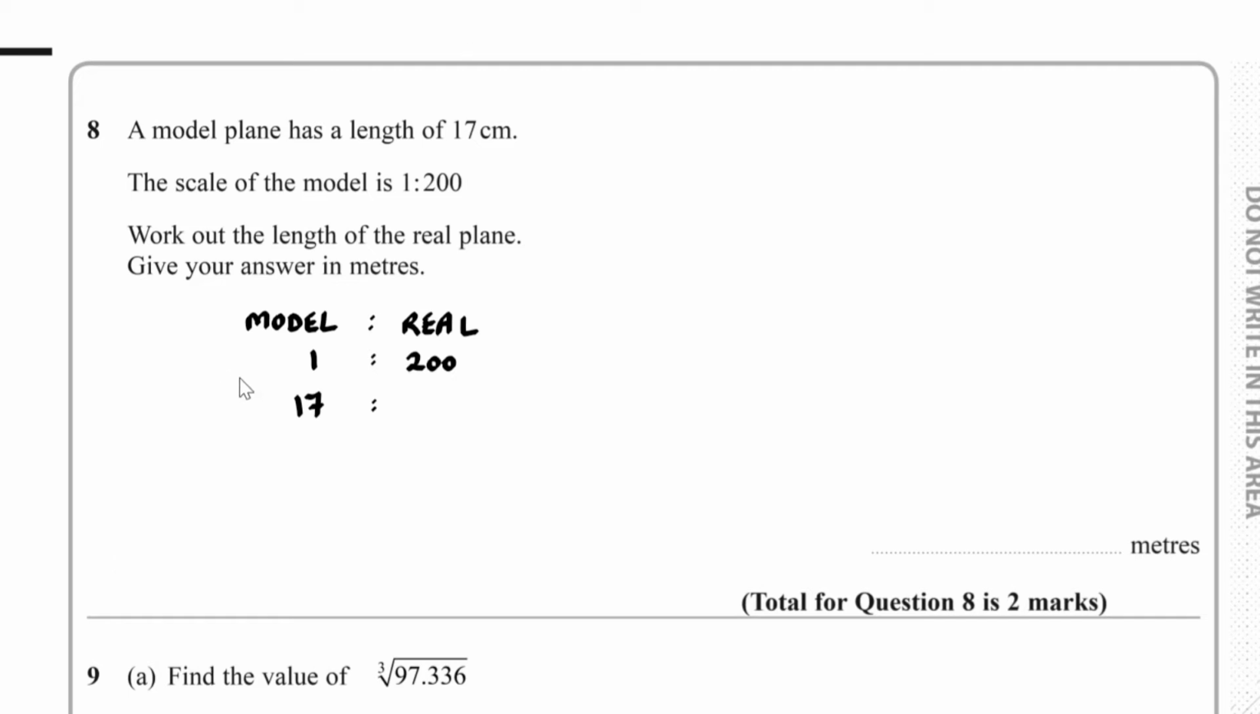To find out what the real length is, we would have to multiply by 17. And if I multiply by 17, we end up with 3,400 centimeters. And now what we have to do is convert 3,400 centimeters into meters. We do that by dividing by 100. And so if I divide by 100, we get 3.4 meters.